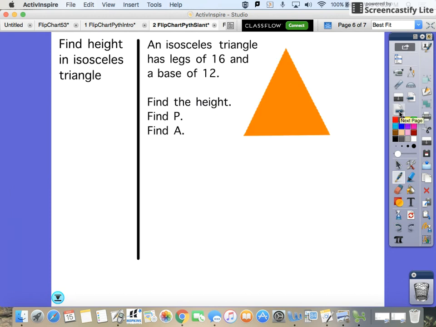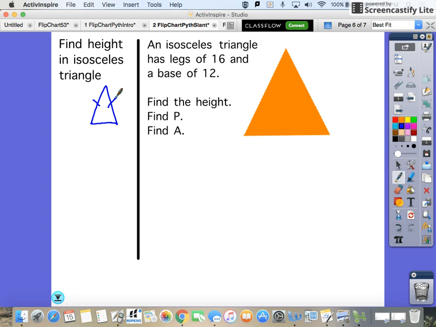The last example in section 9.12 is finding the height of isosceles triangles. As a reminder, isosceles triangles means that two sides are equal. So this one says an isosceles triangle has legs of 16 and a base of 12.